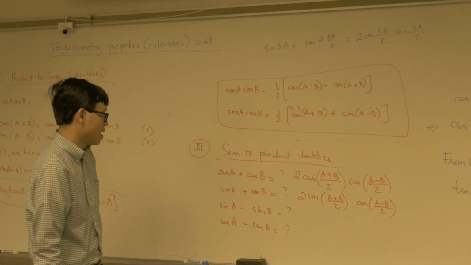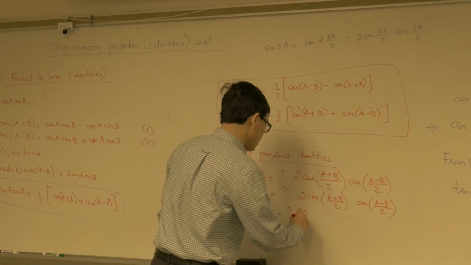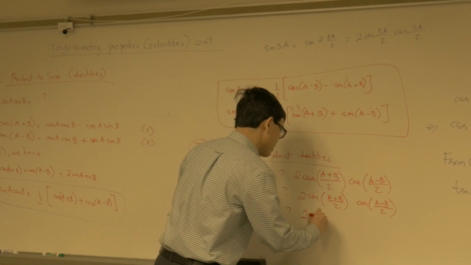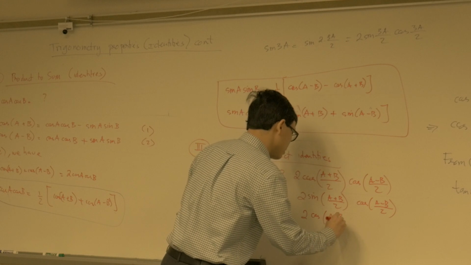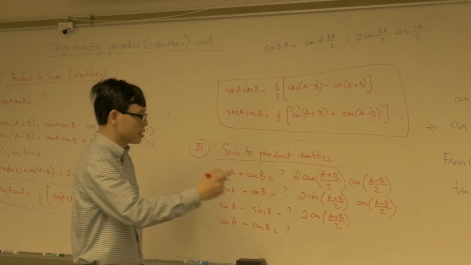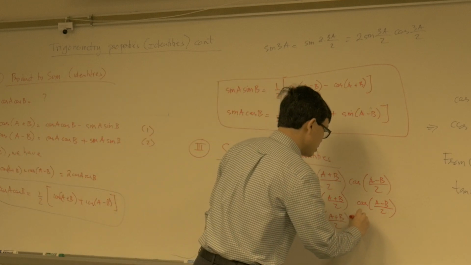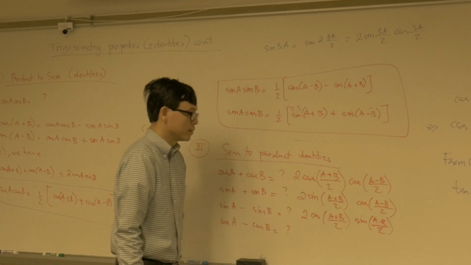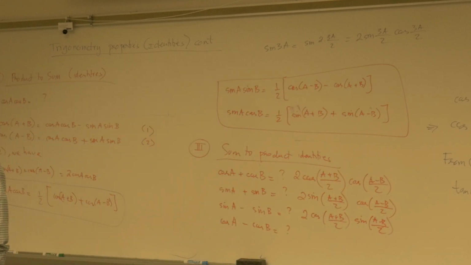Okay. For sine A minus sine B is 2 cosine (A plus B) over 2 sine (A minus B) over 2. So even for me, every time I write this, I have to repeat it in my brain. Okay.